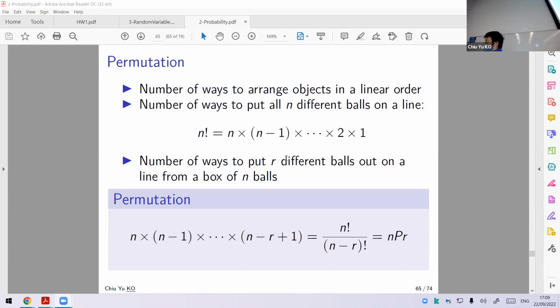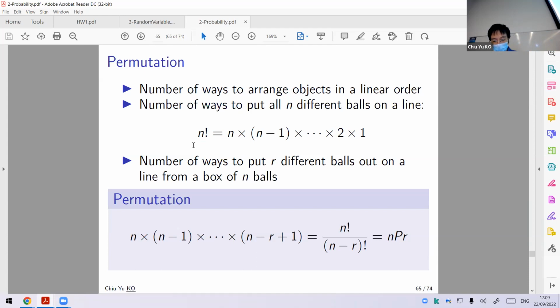We will use the principle of counting. There are n balls at the beginning. How many ways to put the first ball in the first position? N, right? Regardless of which ball you're trying to put, there are n ways. Once you put the first ball, how many balls are left? N minus 1. So that's why you multiply by n minus 1, and so on and so forth until the end. That's the notation we call factorial, n factorial.